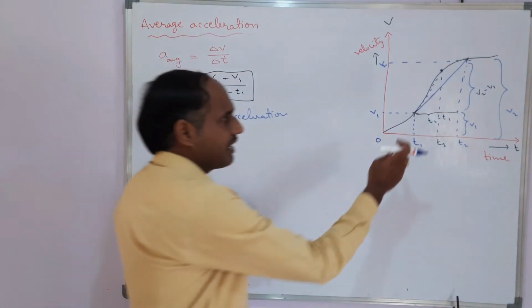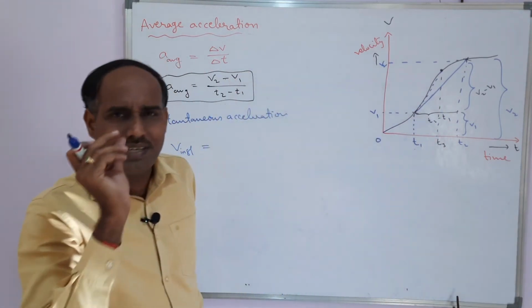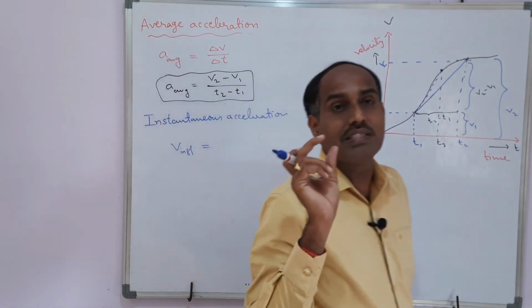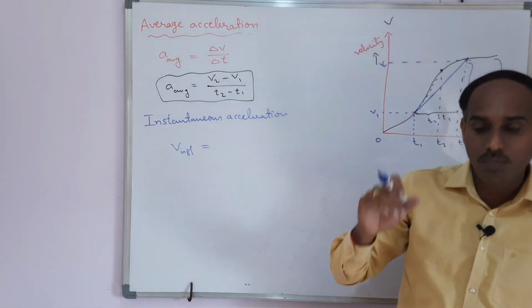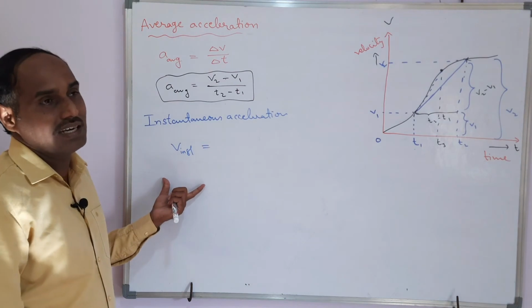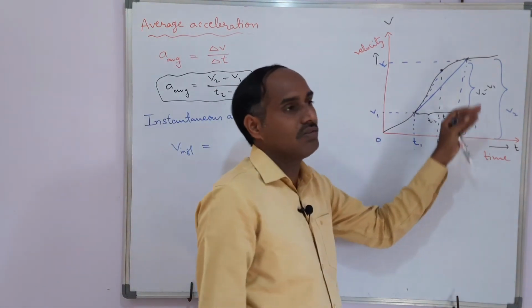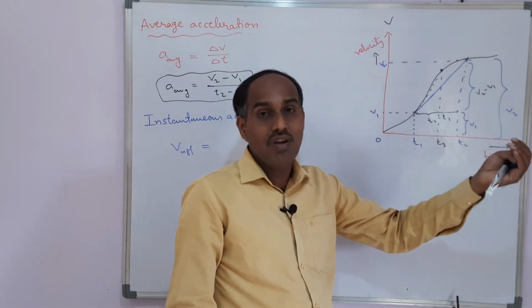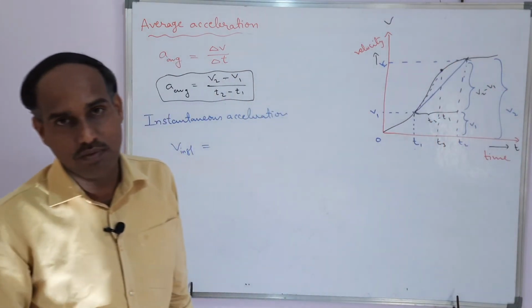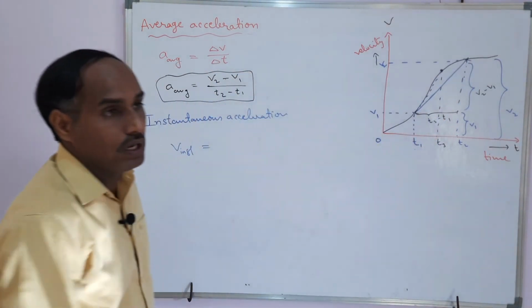Like that, if you take a point here, the line is steeper. For any small interval of time, if you want to know the change in velocity of that particular moving body, we need a quantity, and that is instantaneous acceleration. Whereas the average acceleration is given just between two instants. It doesn't matter what the velocity is in between, so we are considering the velocities at these two points only.